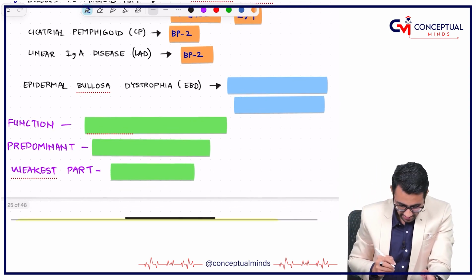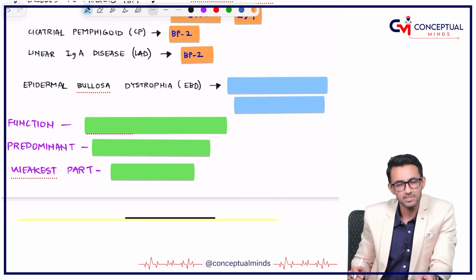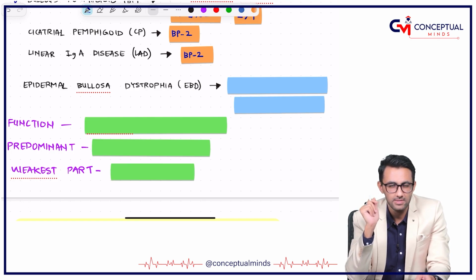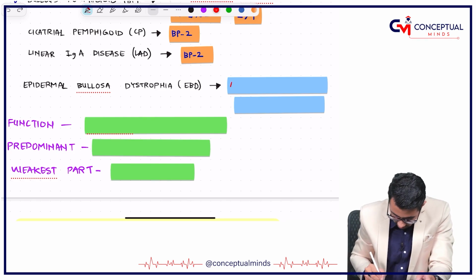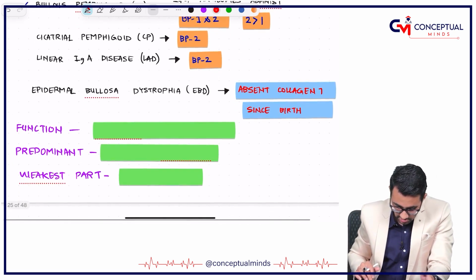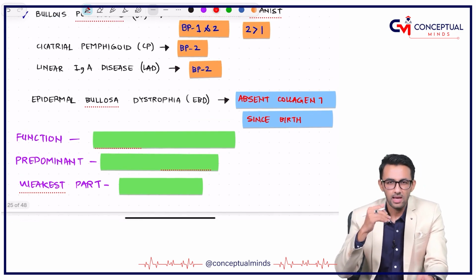The next one is epidermolysis bullosa dystrophica. In this there is absence of collagen type 7 since birth. This collagen topic we have yet to do; we'll do it in a while. So this is epidermolysis bullosa dystrophica.